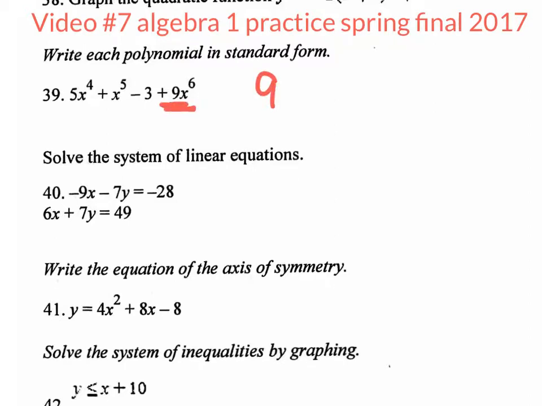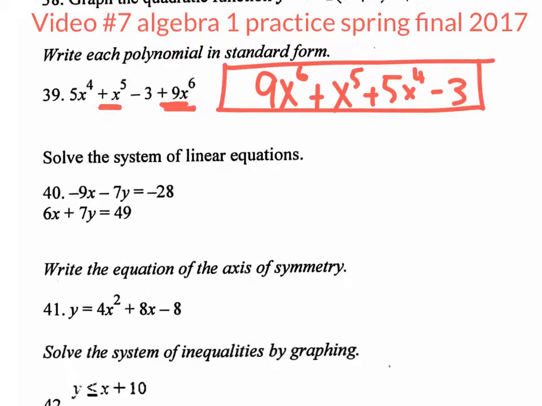So you have 9x to the 6th. After that, you have the x to the 5th, so plus x to the 5th. After that, the x to the 4th term, so you have positive 5x to the 4th. And then moving on down, there is no x to the thirds. There is no x squares. There is no x's. There's only a minus 3 as your constant. So that's your standard form 6th degree polynomial. Too easy.